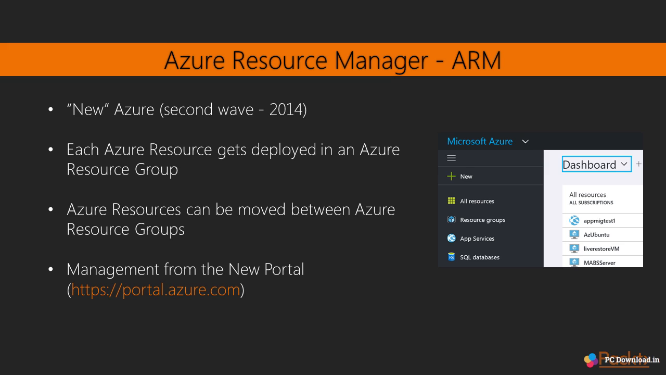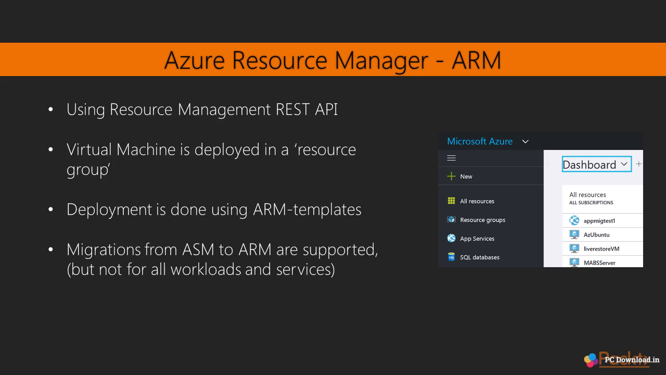Azure Resource Manager was founded in around 2014 and is being described as the second wave of Azure. Each Azure resource gets deployed in what's called an Azure Resource Group. Azure resources can be moved between different resource groups. The management itself is done from another URL, it's portal.azure.com, and we still have REST APIs available, obviously newer ones, specifically for Azure Resource Manager.